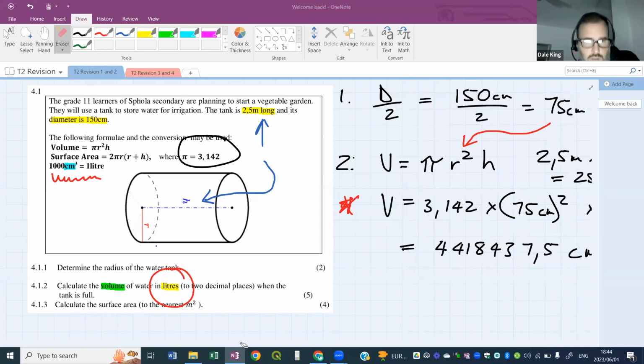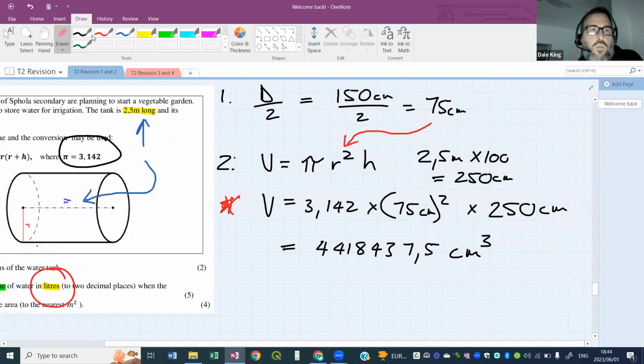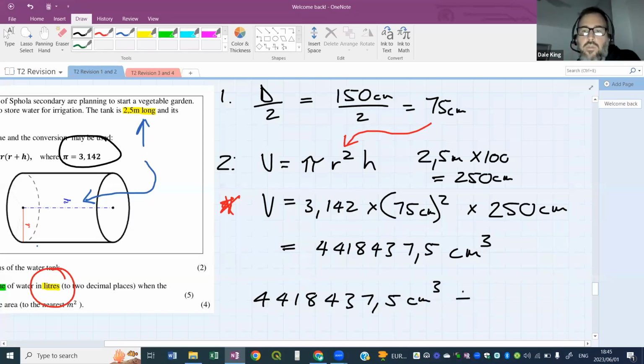Right, let's have a look. We're getting there now. All right. So this is cubic centimeters. The conversion in the question tells us every 1,000 cubic centimeters is 1 liter. So here is our answer in cubic centimeters. We need to convert this to liters. Every 1,000 of these is 1 liter, so I need to divide this by 1,000. I want to know how many 1,000 cubic centimeters I have in this answer. So I'm dividing by 1,000 because every 1,000 of these is 1 liter.